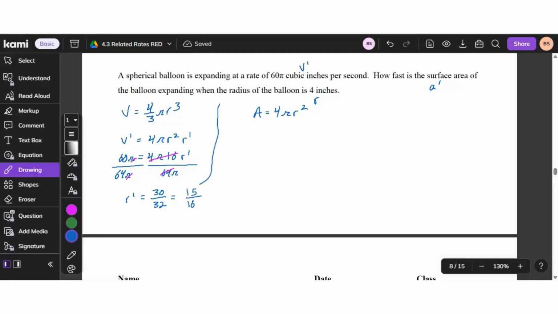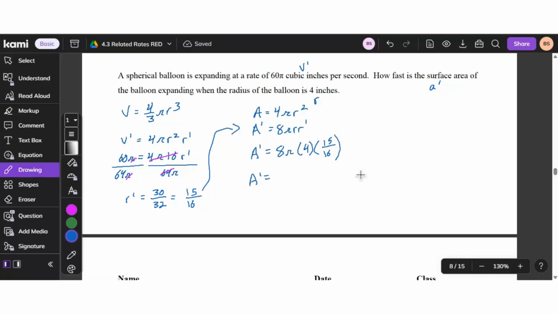Now what we can do is take this and plug it into the other formula over here once we differentiate it. So when we differentiate the area, a prime is equal to 8 pi r prime, just like we did in the last question. But now we know r prime. So we can say, A prime is equal to 8 pi times 4 for the radius times 15/16 for our r prime. That's the rate at which the radius is growing. And then we just simplify that. So 8 times 4 gives us 32, 32 over 16 gives us 2. And then 2 times 15 is 30.